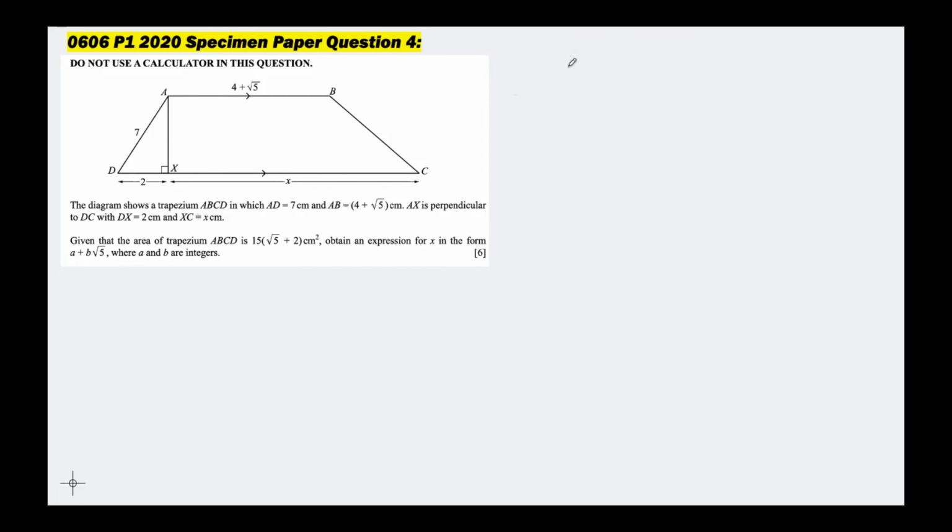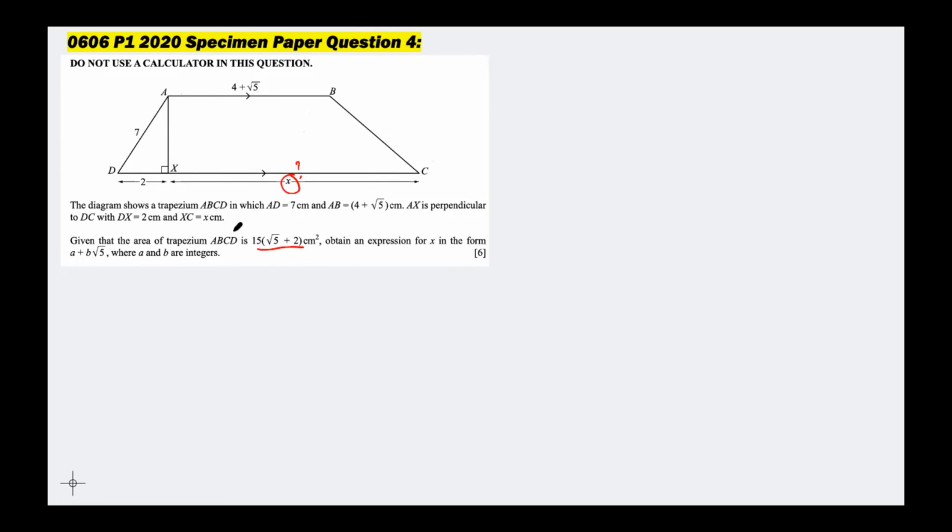Okay, so let's have this question from 0606 specimen paper for 2020. In this case, you notice that you're given a trapezium, right? And you're given the side AD, the first base, which is DC, the second base, which is AB, and it is given that AX is the height, in the sense that AX is perpendicular to the base, okay? So you're given that the area is this, and we're going to look for the value of X. What is X in this case?